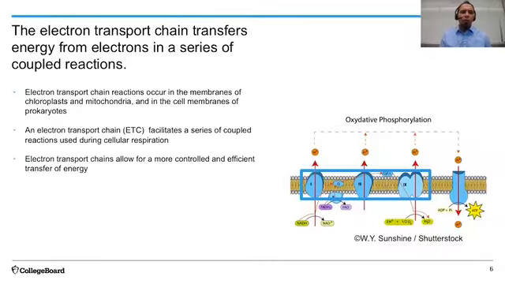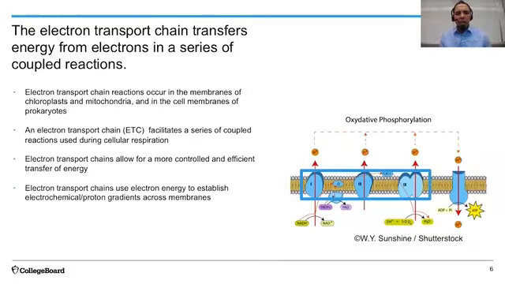And so the electron transport chain allows for more controlled and efficient transfer of energy. When I talked about those biological pathways before, you want these small series of steps. It's more efficient. And then the electron transport chain uses electron energy to establish, again, an electrochemical proton gradient across a membrane. Lots of words.